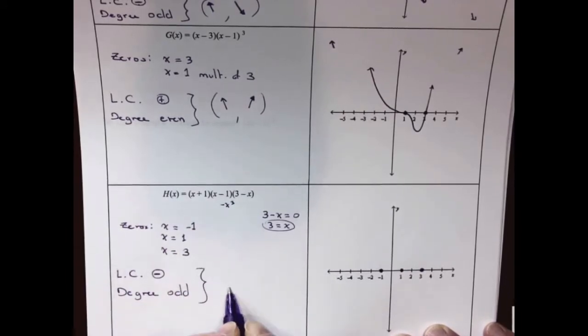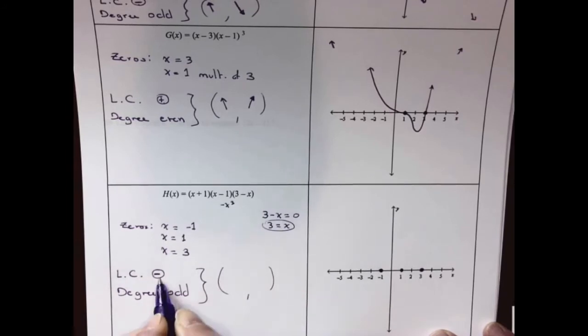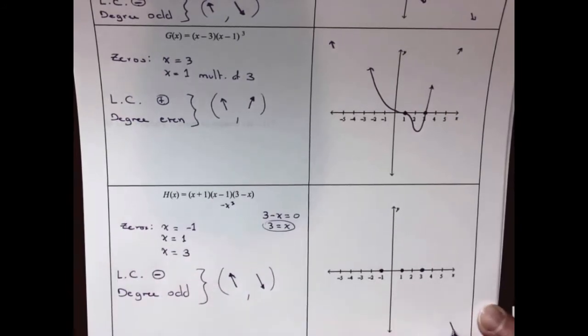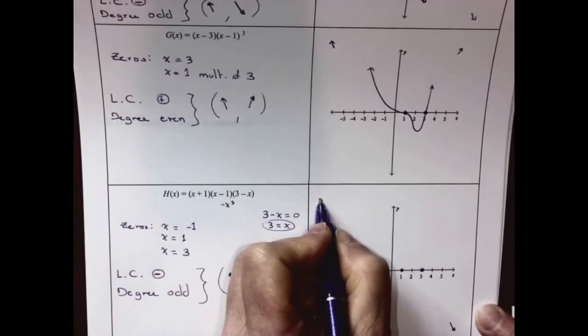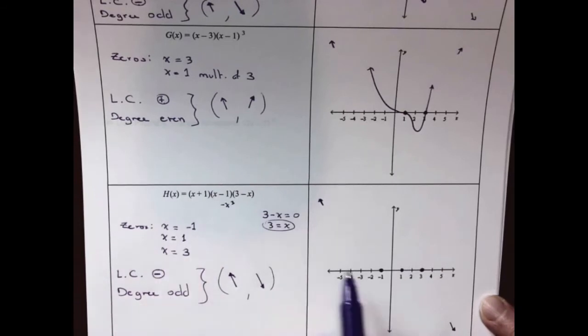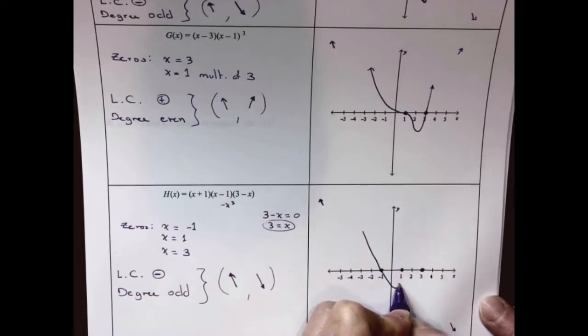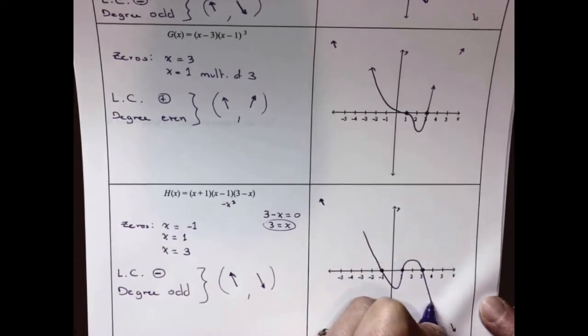And so what does that tell me about my end behavior? The right hand side goes to negative infinity, and they're at odds with each other. So we're going to go down here and up there on that end. We're going through all of those, no multiplicity anywhere, so just straight through everywhere. Straight through and straight through. There we go.